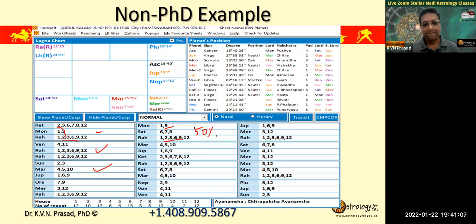What about this? 4, 5, 6, 9. Except 11, everything is there, so this is good. What about this? Here also, except 11, everything is there. 2, 4, right? What about Jupiter? 4 is not there, 11 is not there. 5 also is not there. Only 2 and 9 are kind of partial, and there is no connection also, right?